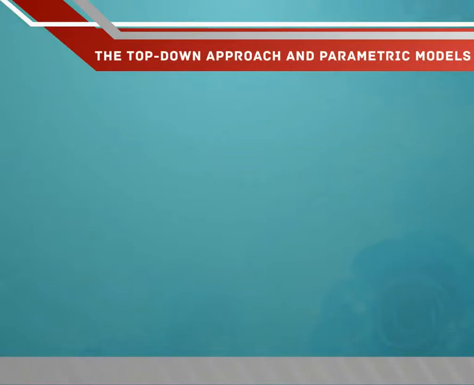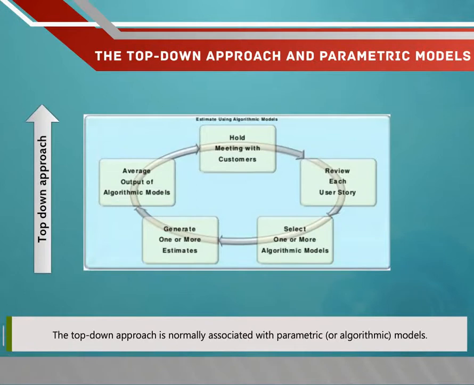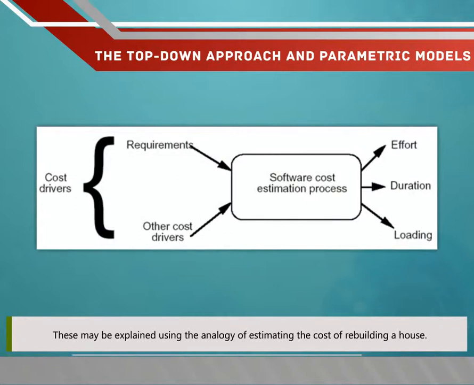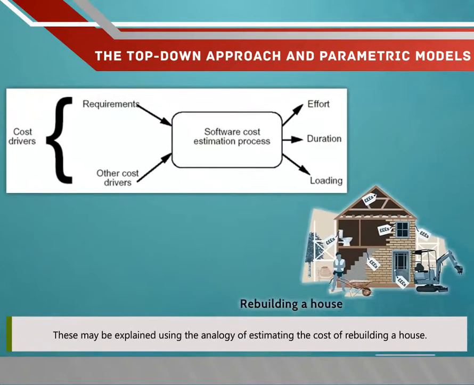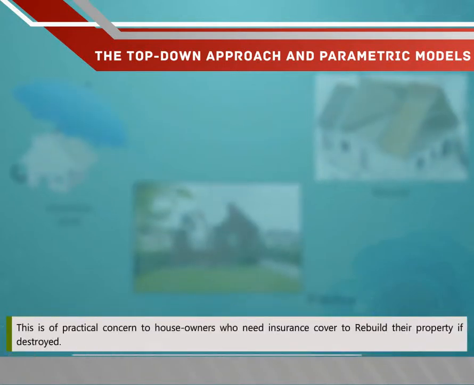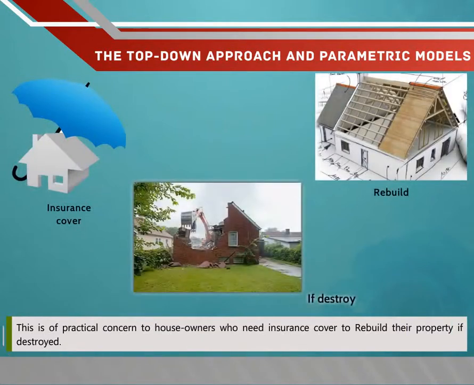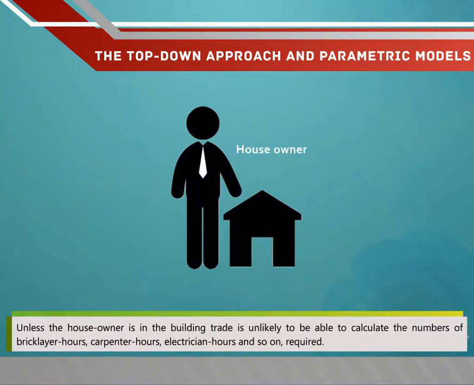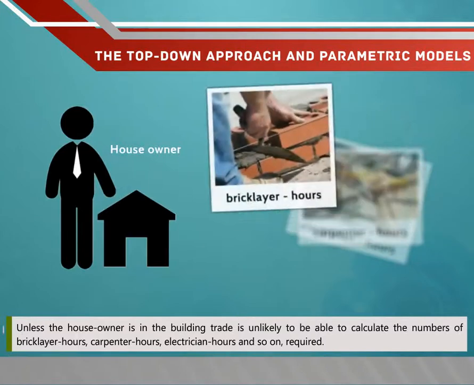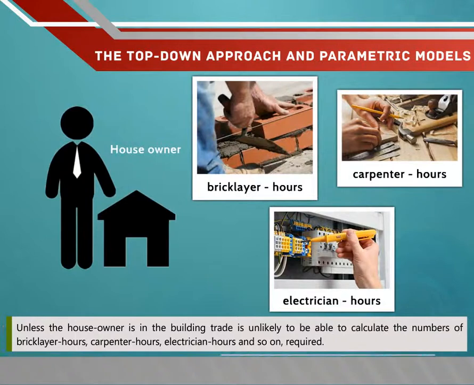The top-down approach and parametric models. The top-down approach is normally associated with parametric or algorithmic models. These may be explained using the analogy of estimating the cost of rebuilding a house. This is of practical concern to house owners who need insurance cover to rebuild their property if destroyed. Unless the house owner is in the building trade, they are unlikely to be able to calculate the numbers of bricklayer hours, carpenter hours, electrician hours, and so on required.